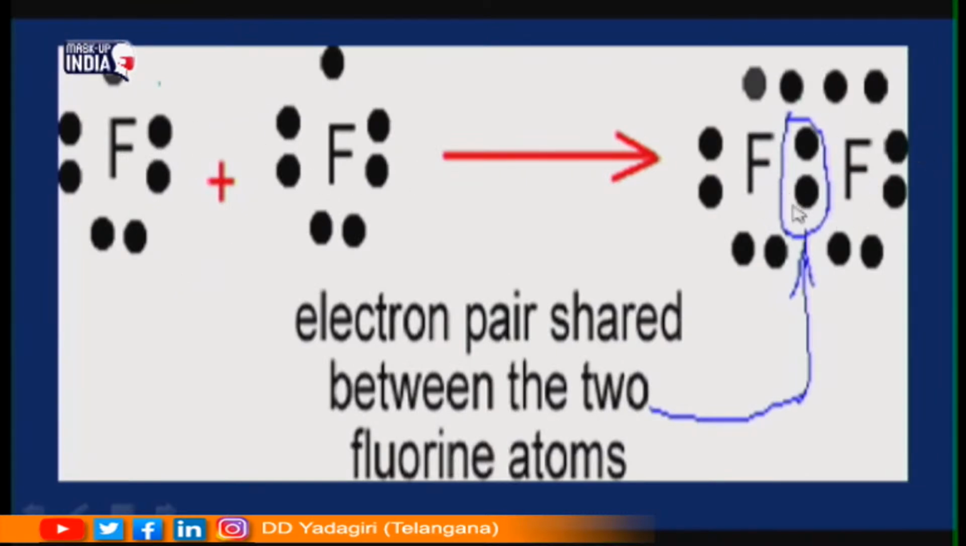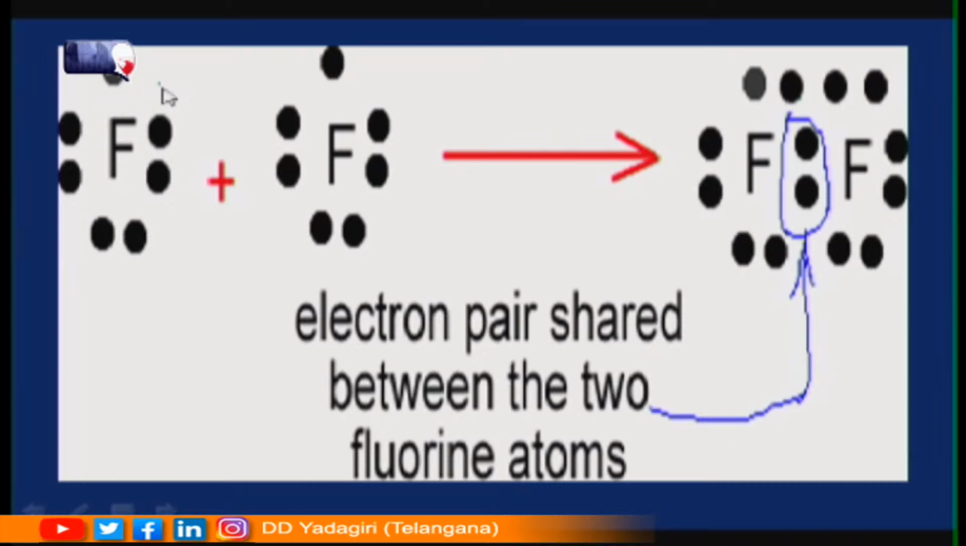F2 is a fluorine molecule. It is a diatomic molecule. That means it is made up of two atoms of fluorine. So, what has taken place? Let us start with the atomic number of fluorine. What is the atomic number of fluorine, children? 9. So, how many valence electrons are present in fluorine? There are 7 valence electrons. So, how many more electrons does it require to attain octet configuration?